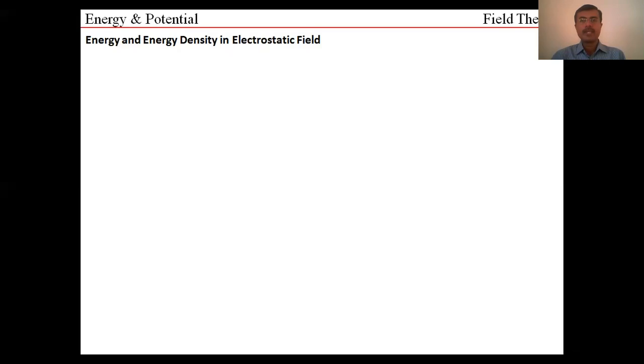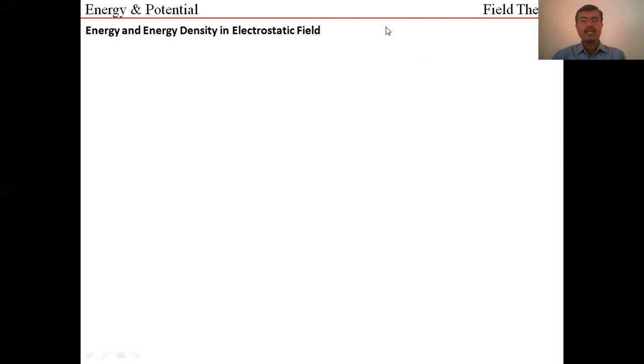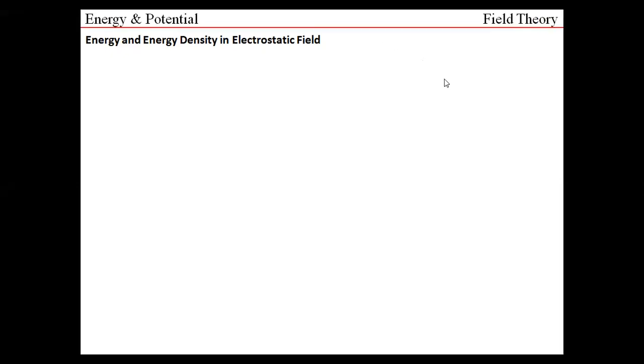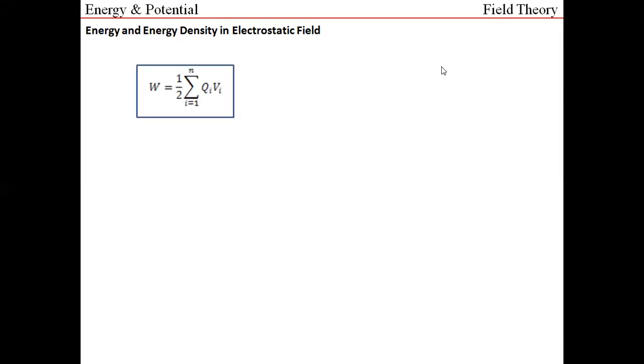In the previous session, we basically derived the relation of energy in terms of charge, potential, electric field intensity, and electric flux density. These relations are primarily given as W is equal to 1 by 2 summation i from 1 to n QiVi. Here we are talking about energy because of discrete point charges.